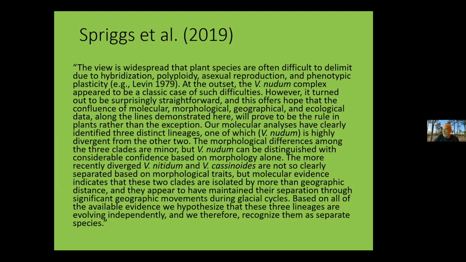Our molecular analyses have clearly identified 3 distinct lineages, one of which, Viburnum nudum, is highly divergent from the other 2. The morphological differences among the 3 clades are minor, but Viburnum nudum can be distinguished with considerable confidence based on morphology alone. The more recently diverged Viburnum nitidum and Viburnum cassinoides are not so clearly separated based on morphological traits, but molecular evidence indicates that these 2 clades are isolated by more than geographic distance, and they appear to have maintained their separation through significant geographic movements during glacial cycles. Based on all of the available evidence, we hypothesize that these 3 lineages are evolving independently, and we therefore recognize them as separate species.